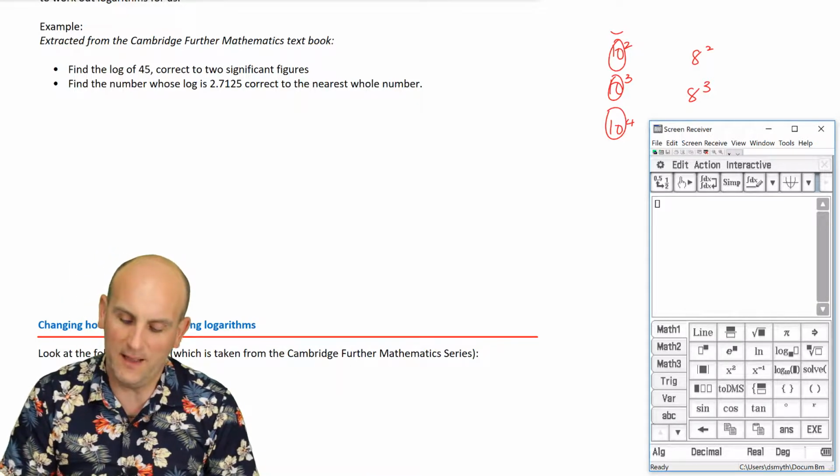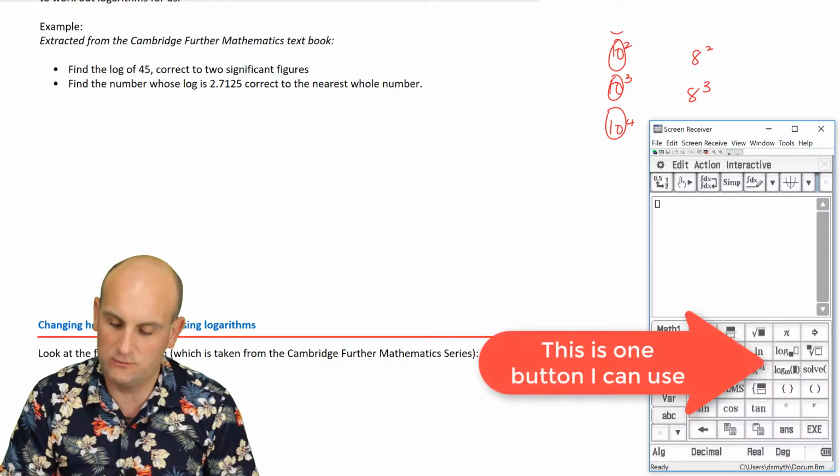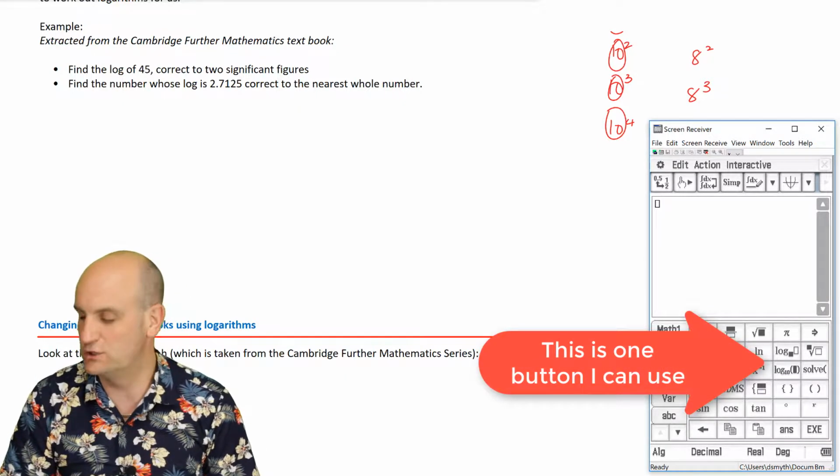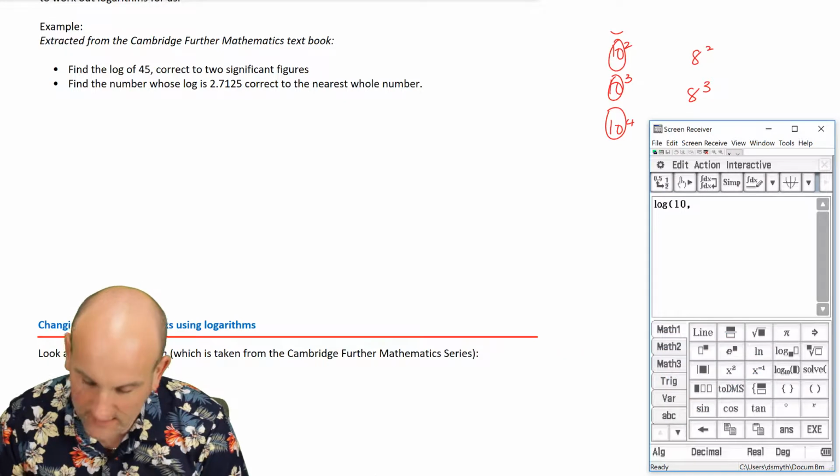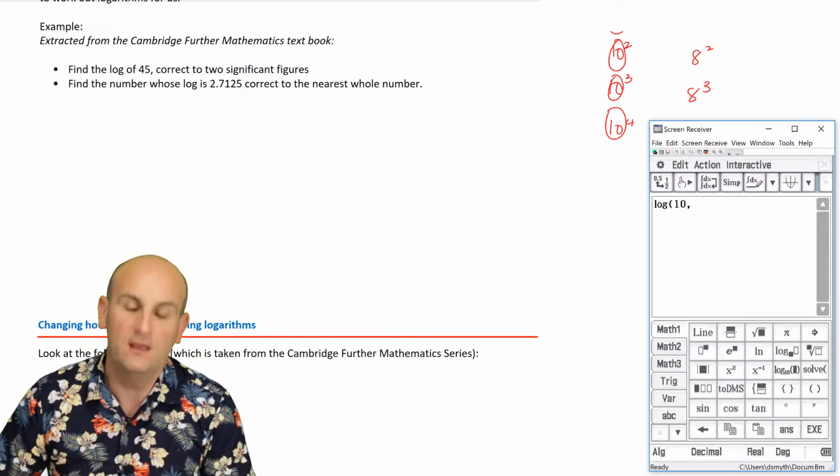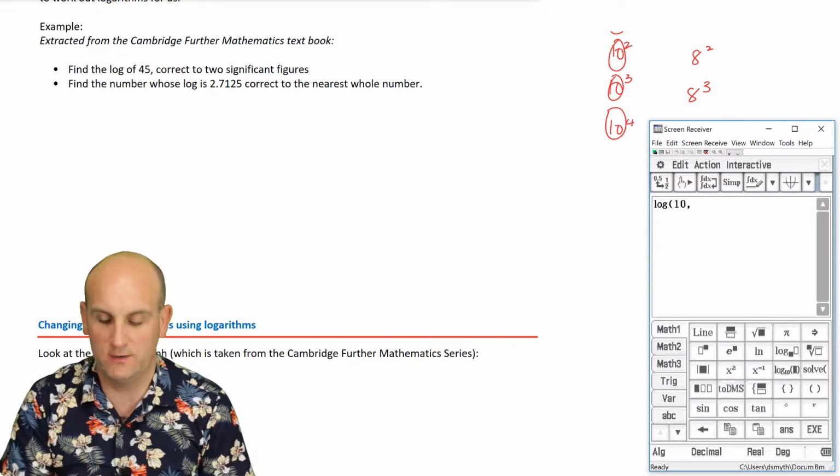So we've loaded it up, and a red arrow is now pointing to log 10 with a squidgy thing. Do you see it there? And there we go, log 10. Now this is one of the ways of doing it. I'll show you another way in a moment.